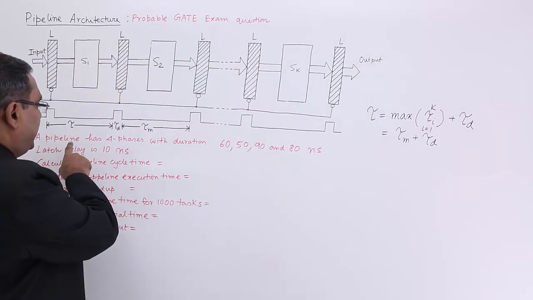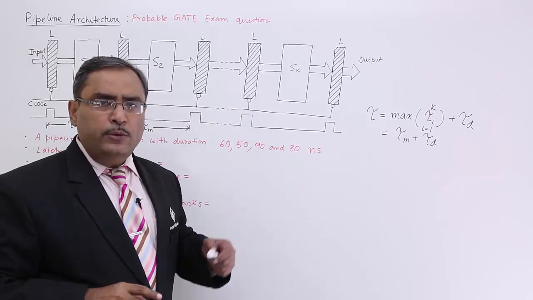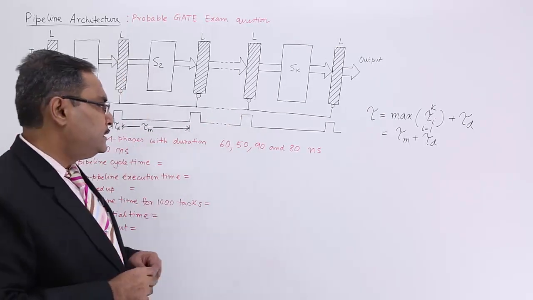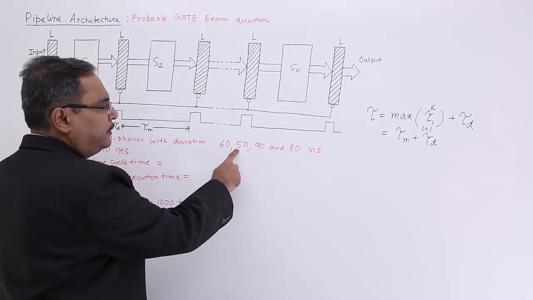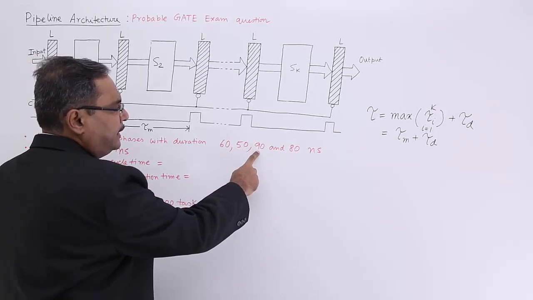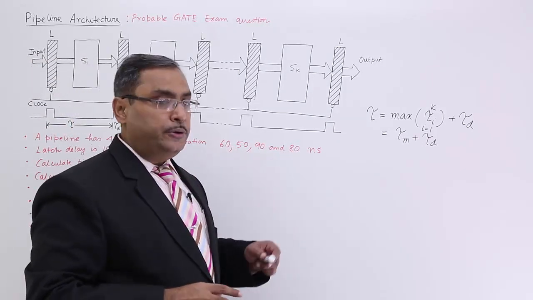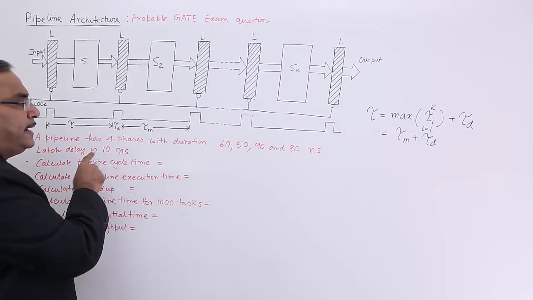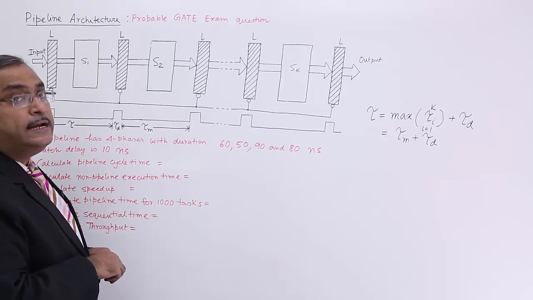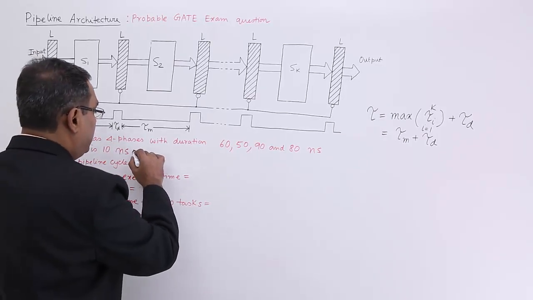It is mentioned that a pipeline has 4 phases. We were dealing with 5 phases earlier, but here it is 4 phases, and the durations are 60 nanosecond, 50 nanosecond, 90 nanosecond and 80 nanosecond. These are the durations for the 4 phases, and the latch delay is 10 nanosecond. So, these 2 facts are given.